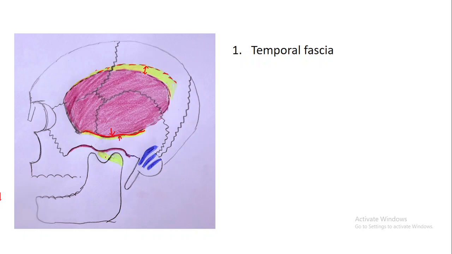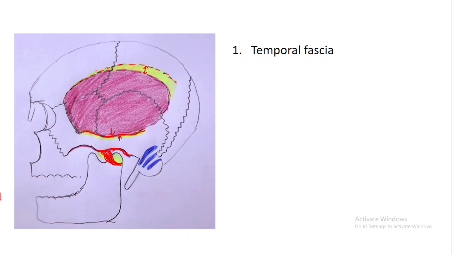Second structure which we can see in norma lateralis is the lateral ligament of TMJ. So this is the lateral ligament of TMJ, which gets attached to the articular tubercle of the inferior border of zygomatic arch. So inferior border of zygomatic arch has a tubercle-like structure in front of temporomandibular joint. So this lateral ligament of temporomandibular joint gets attached to this articular tubercle.